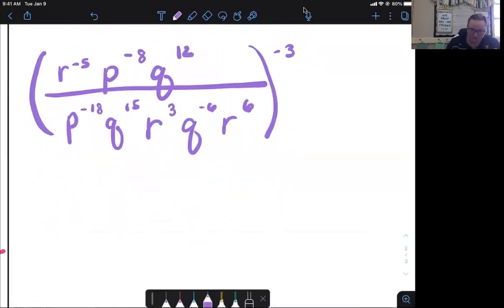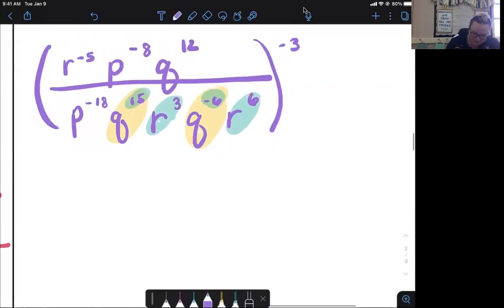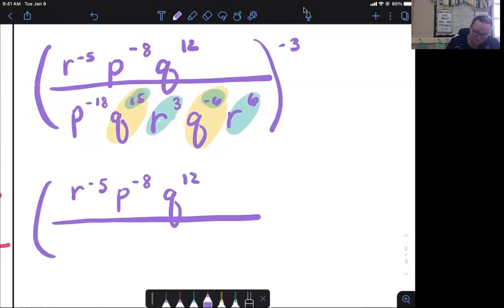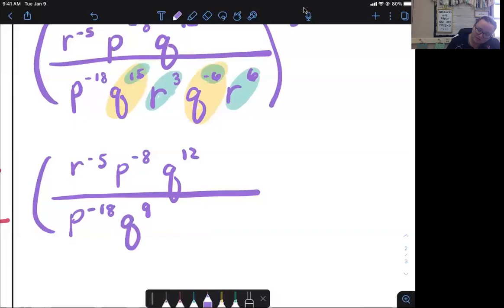Let's keep simplifying what we can. So in my denominator, I've got q to the 15th and q to the negative 6th. I've got r cubed and r to the 6th. So let's go ahead and combine those real quick. So I'm multiplying, so I'm going to add these exponents. So r to the negative 5th, p to the negative 8th, q to the 12th, all over p to the negative 18th. Let's see, 15 plus negative 6 would be 9, so q to the 9th. R to the 3rd times r to the 6th would be r to the 9th.